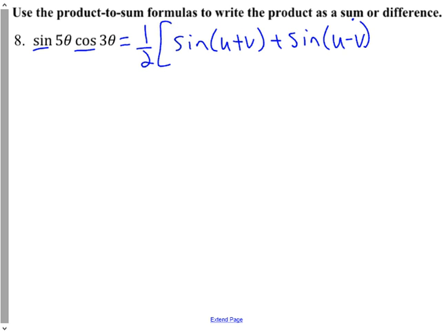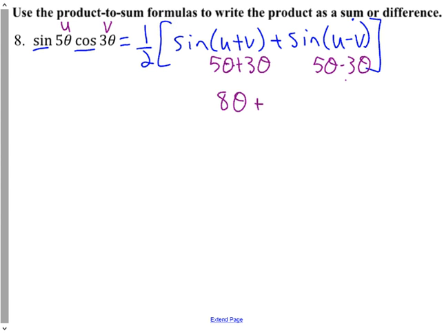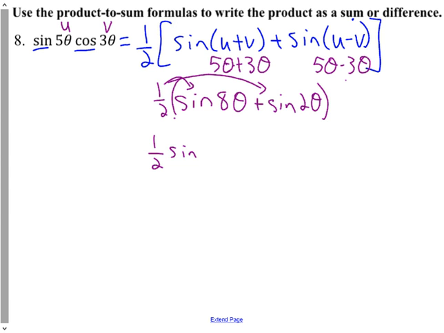Now I'm going to plug in. What is u, what is v? U is 5 theta, v is 3 theta. So plugging that in and then simplifying: what's 5 plus 3? I get 8 theta. 5 minus 3, 2 theta, sine in front. And then I just need to distribute this half because it's still a product. So distributing the half, I get half sine of 8 theta plus half sine of 2 theta.